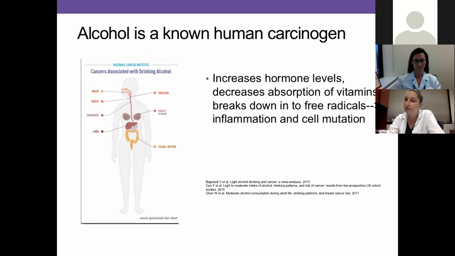The reason we believe this is because alcohol can increase hormone levels, decrease absorption of certain vitamins, and break down into free radicals, which can cause inflammation and cell mutations and cell damage.